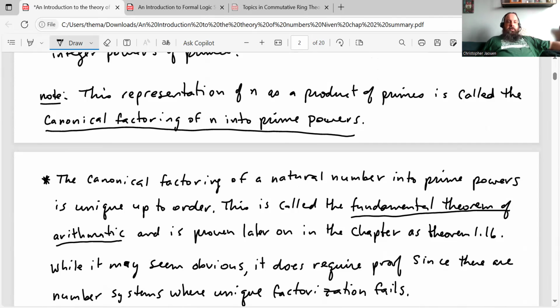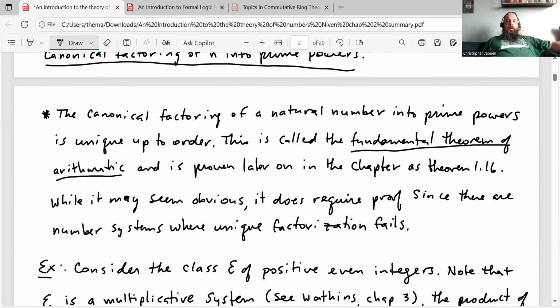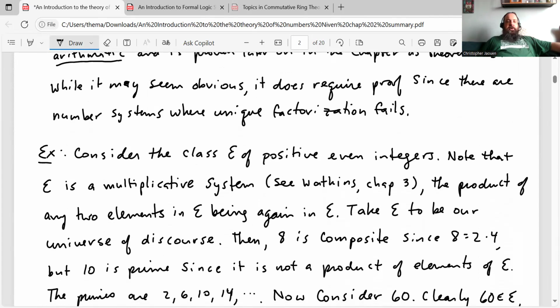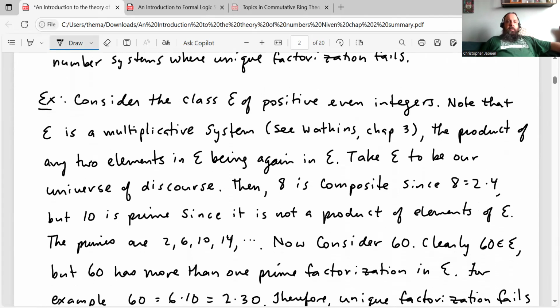Here it looks like we have another little note. The canonical factoring of natural numbers into prime powers is unique up to order, which is what I just said. This is called the fundamental theorem of arithmetic and is proven later on in the chapter as theorem 1.16. In fact, the authors here do two different proofs of the fundamental theorem, and we'll see them in a few minutes. While it may seem obvious, it does require proof since there are number systems where unique factorization fails, and the authors give us two examples of such number systems.